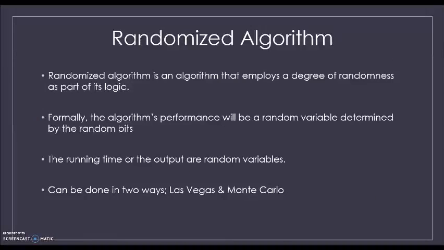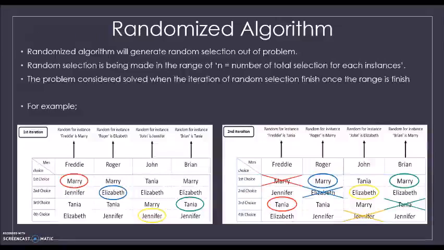So the first thing we try is using a randomized algorithm. There are some methods in randomized algorithm. The first is like this. The randomized algorithm will generate random selection out of problems. Random selection is made in the range of n, the total selection for each instance. The problem is considered solved when the iteration of random selection finishes once the range is finished. This is the example.